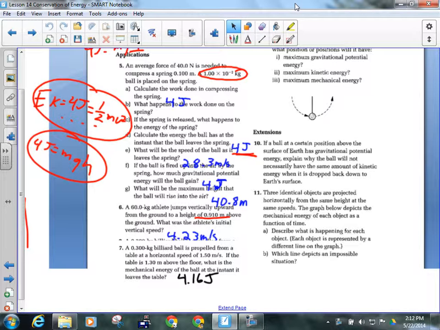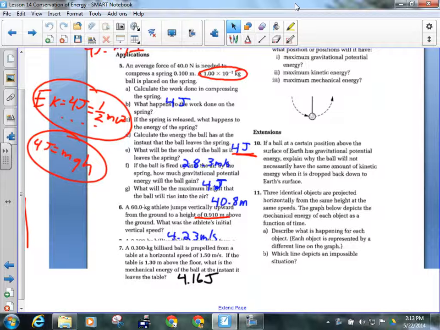So yesterday, this is where we left off. We were working on this law of conservation of energy stuff, and we finished off yesterday by talking about the 60 kilogram athlete here, and being able to calculate what their initial vertical speed was. Obviously not fast enough to get here on time, but okay, number 7 is the one I want to start on today.